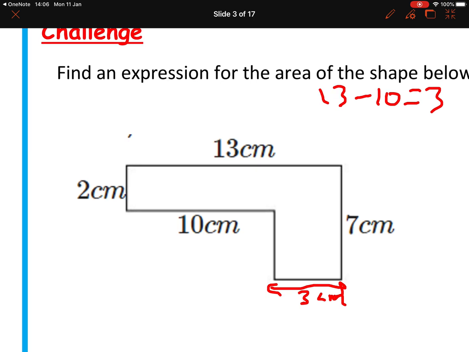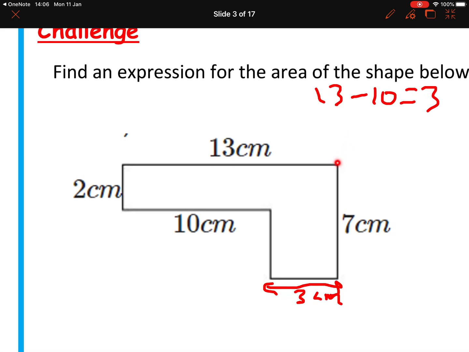So that's number 1. The second missing length, we look vertically, okay? So going up and down. So the distance from this point to this point is 7 centimeters. Don't know what this is yet. And the distance from there to there is 2. So we need to see what we need to add on to 2 to get to 7, okay? Subtract 2 from 7. You get an answer of 5 centimeters. So this length here is 5, okay?